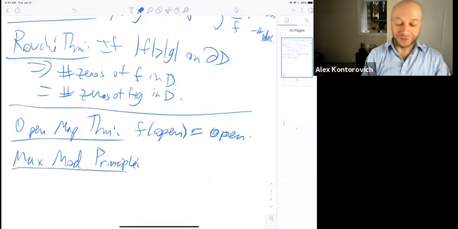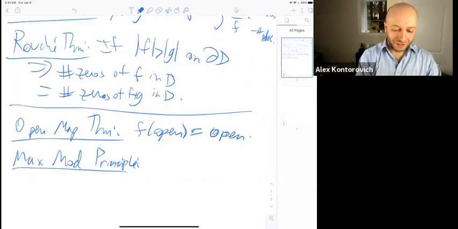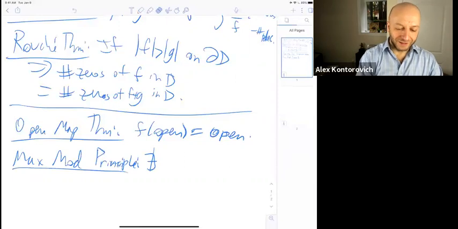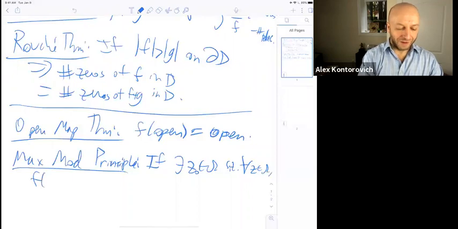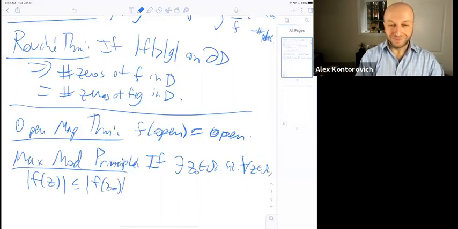And the maximum modulus principle, how should I put this? Let's say like this. If there exists a z0 in omega such that for all z in omega, |f(z)| is at most |f(z0)|, then f is constant.